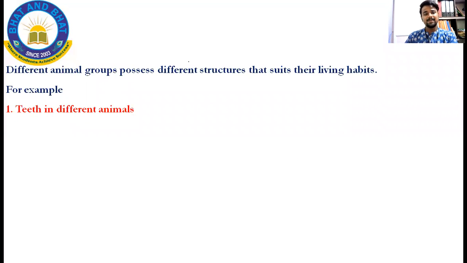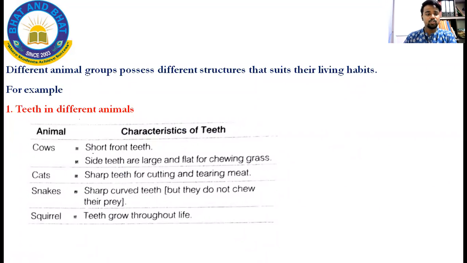Listen, different animal groups possess different structures that suit their living habits. For example, teeth in the different animals. Cows have short front teeth. Side teeth are large and flat for chewing the grass. What is the arrangement of teeth in cows? Very short teeth in the front, large and flat teeth on the sides. And cats have sharp teeth for cutting and tearing meat. Snakes have sharp curved teeth. Squirrel teeth grow throughout the life.